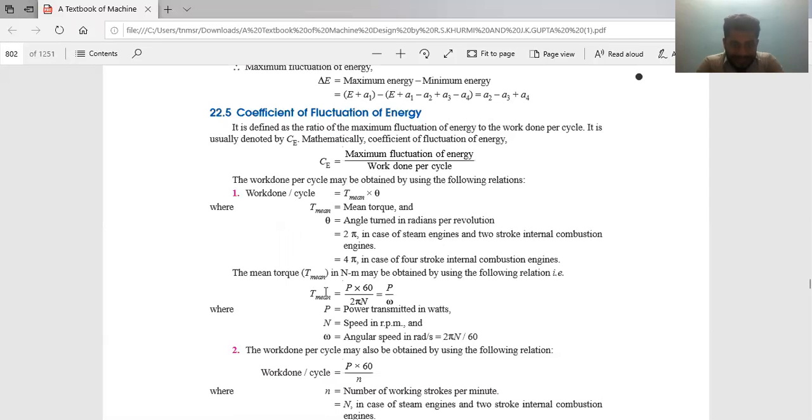Second, what is this T mean? I know that power is torque into omega. So power is equal to mean torque into omega. Omega is 2 into pi into n by 60. So you will get T mean is equal to P into 60 divided by 2 pi n, where n is the speed of the flywheel in RPM and omega is the angular speed of the flywheel, that is 2 pi n by 60. Clear how I calculated T mean?